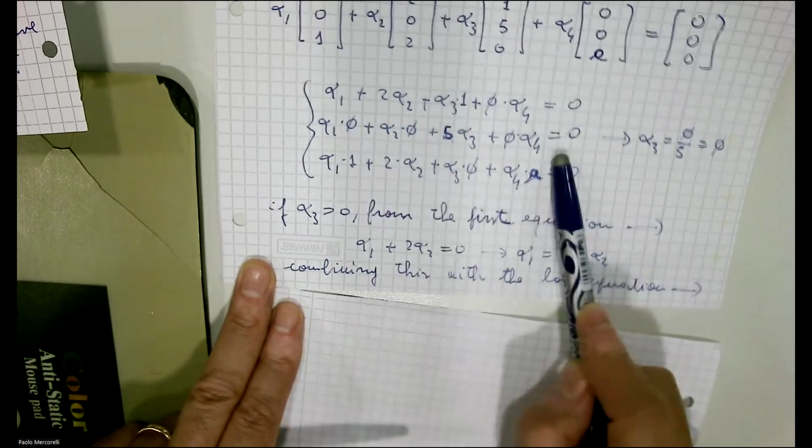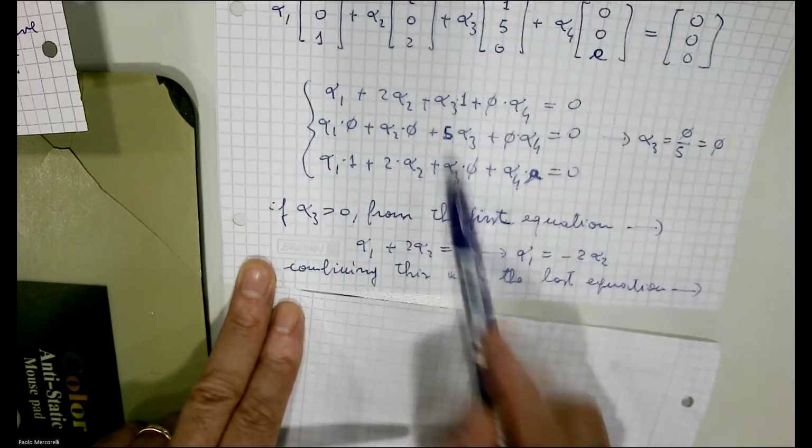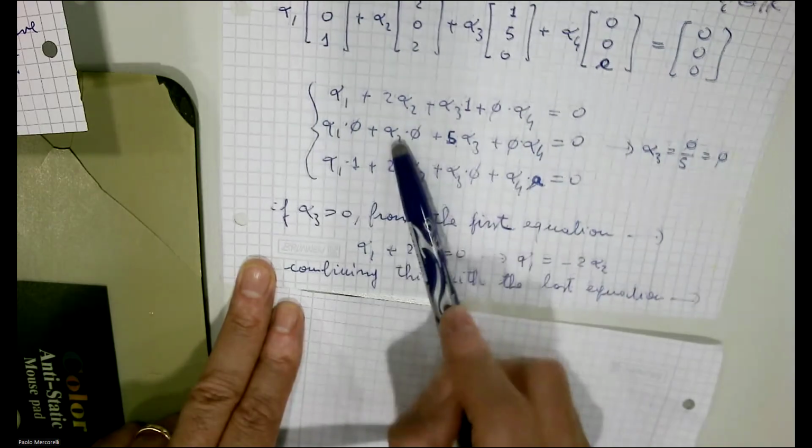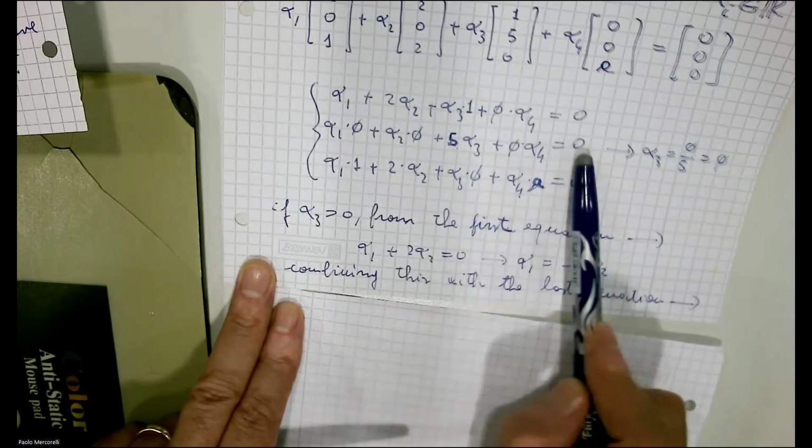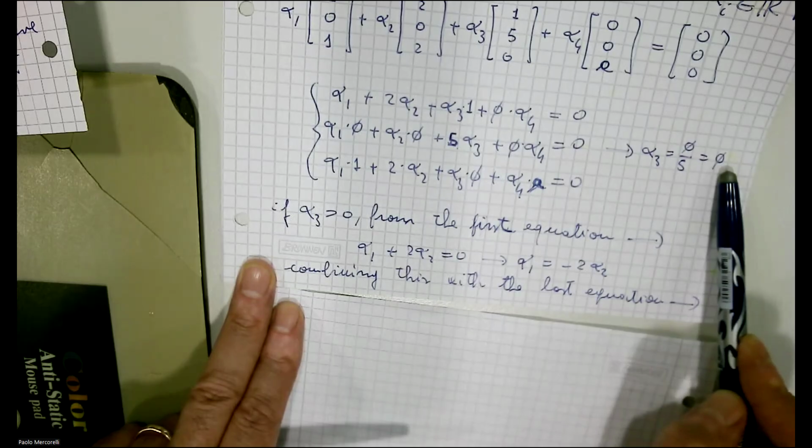Look, from this in the middle, we have directly that alpha 3 is equal to 0, because this is 0, this is 0, this is 0. 5 times alpha 3 equals 0 means alpha 3 equals 0. Clear?